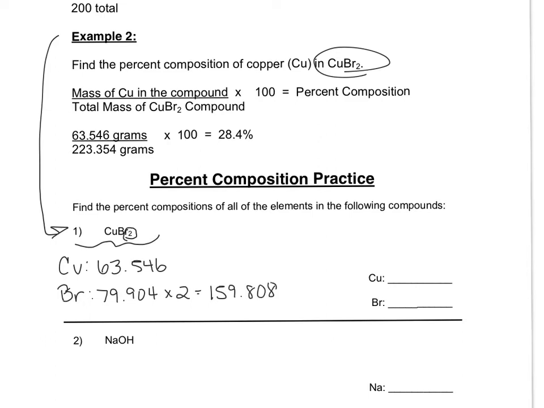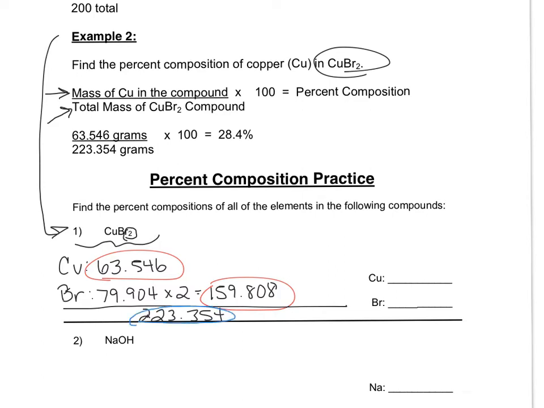So what we're going to do then is add up these 2 numbers, and we're going to get an overall mass. That overall mass is going to be, let's see, 223.354. So that's my overall weight. If you look up at the top in example 2, when you're trying to find the percent composition, you want to take the mass of each constituent and divide that by the total mass of the compound. Right now we have the total mass of the compound, so I'm going to circle that in blue so I remember what it is.